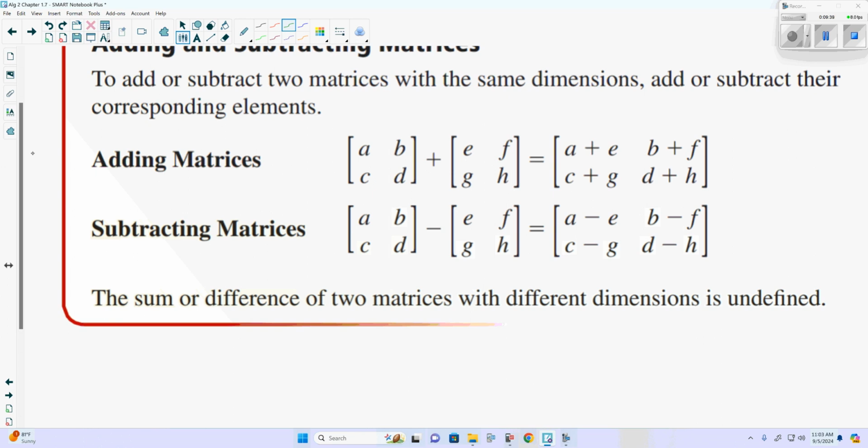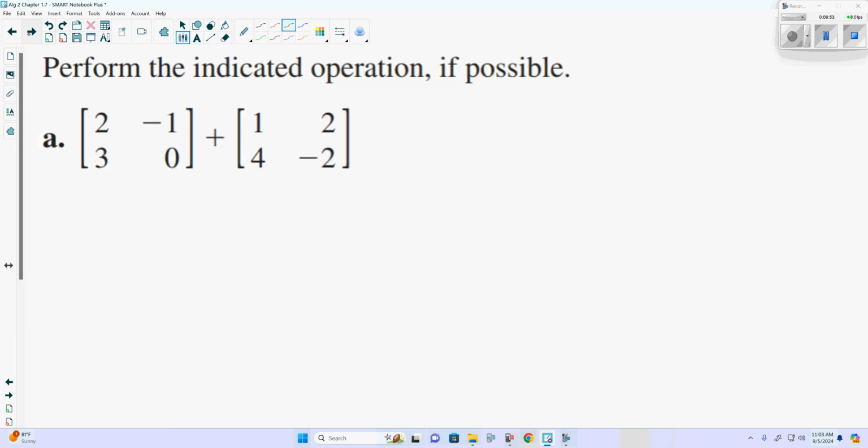The sum or difference of 2 matrices with different dimensions is undefined. If the dimensions are not the same, we cannot add or subtract. It's just undefined. So we can have the definition. Let's actually look at an example, because I think it's easier to understand an example of us actually doing it than trying to fully decipher what the definition or the theorem just states.